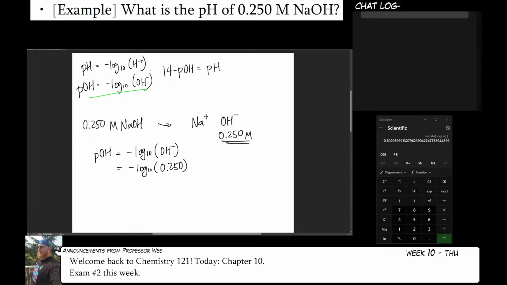Now, for units inside pH, we just ignore them. And so when I type this in my calculator, 0.250, we're going to log that, and then we're going to negate it. And then we're going to keep 2 decimal places, so 0.60. And then we'll say 14 minus pOH equals pH. And we're just going to put this number right there.